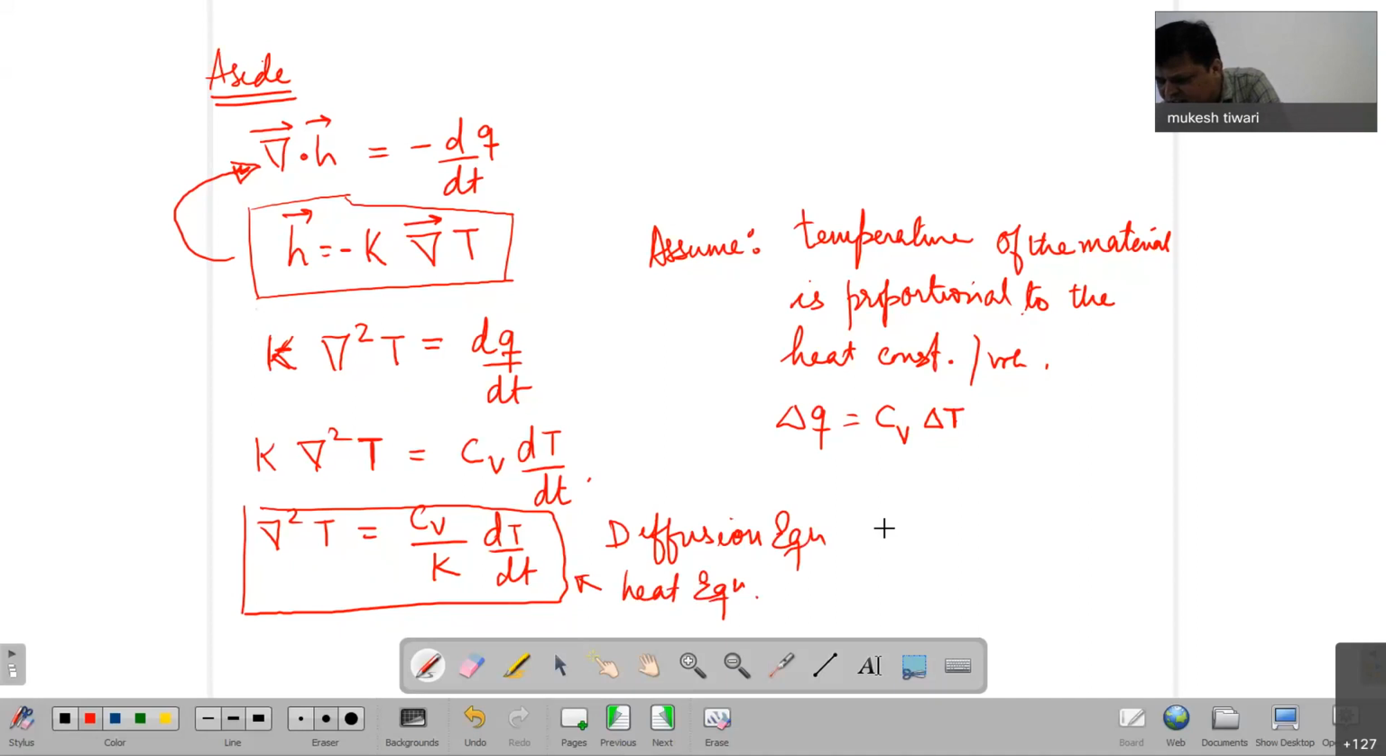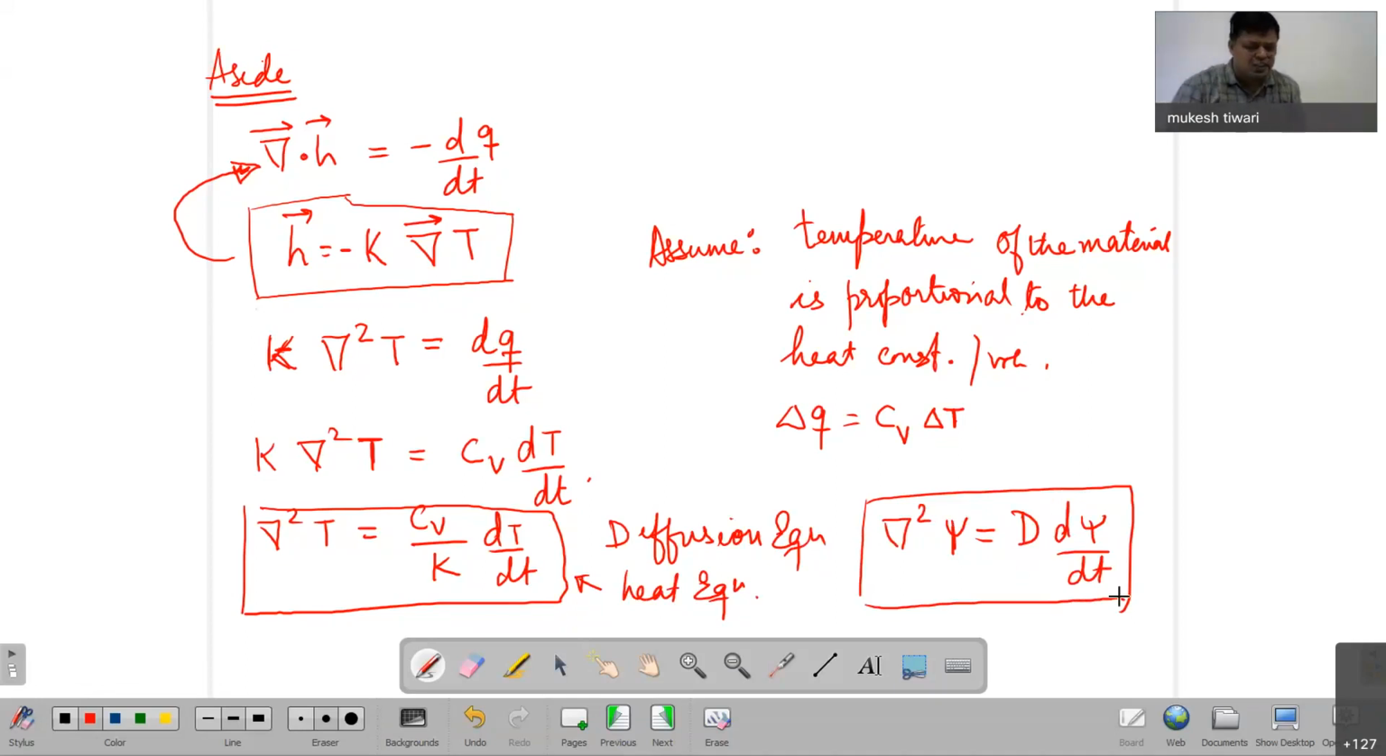But most generally, you have some scalar field, let's call it psi, that is equal to a constant times the Laplacian of psi. It's something which is first order in time and second order in space. This D here is the heat constant, that diffusion constant, which is the ratio of specific heat to that constant k that we have taken.